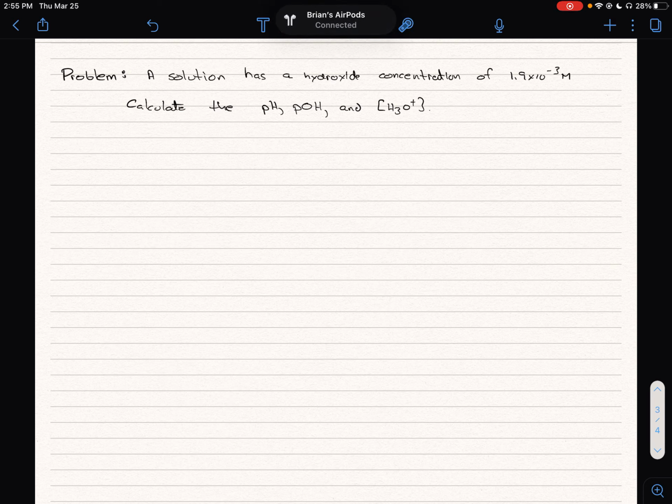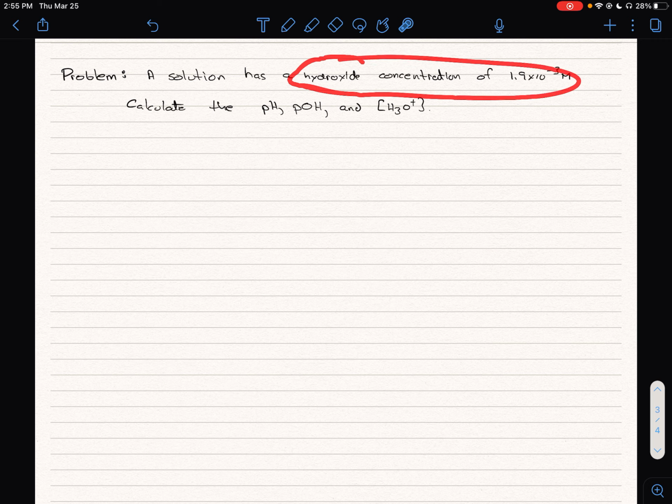So this little lecture is going to go through this problem where we're told a solution has a hydroxide concentration of 1.9 times 10 to the negative third molar, and we're asked to calculate the pH, pOH, and concentration of hydronium to go with it. So confronted with a problem like this, we have a few things to calculate. We are given a hydroxide concentration.